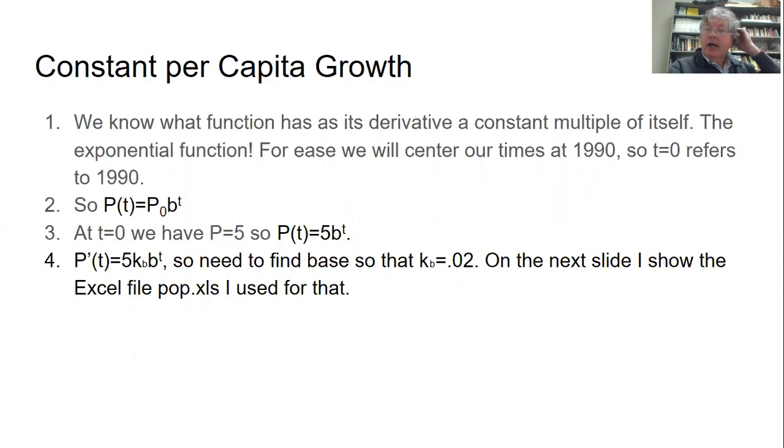So the easy one is constant per capita growth, because we know which function has as its derivative a constant multiple of itself. That's the exponential function. So just for ease of notation, we're going to center our times at 1990, so that t equals 0 refers to 1990. So that means p is equal to some constant times b to the t, where b is the base. And since at t equals 0, we have 5 as the p, our model is p of t equals 5 times b to the t.